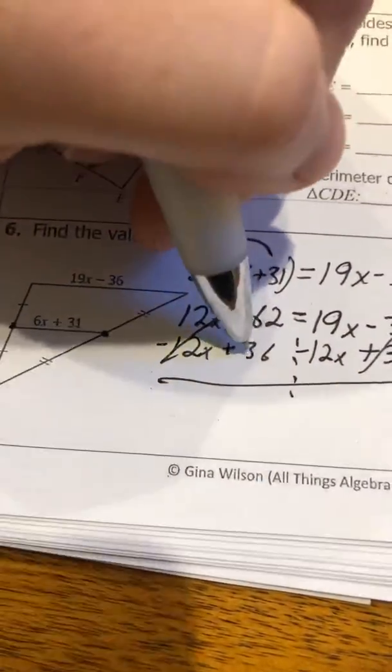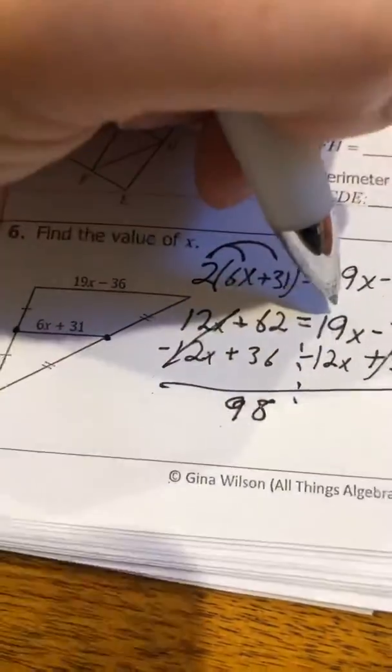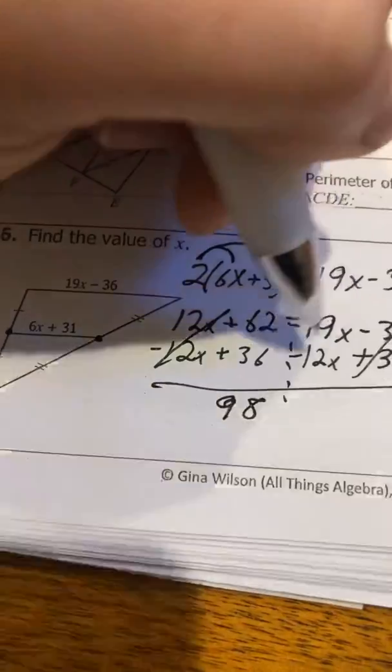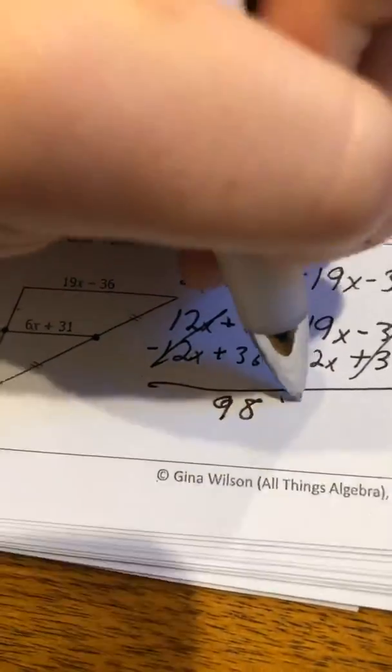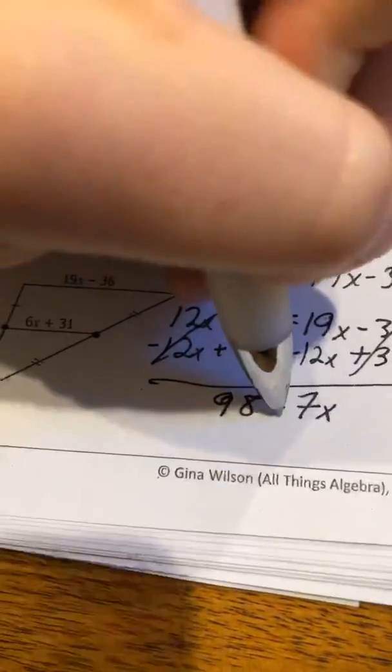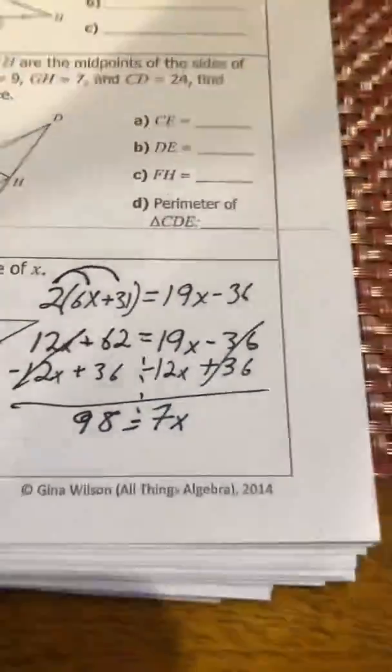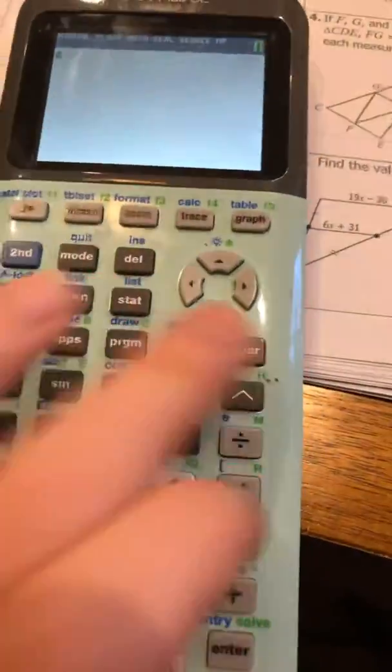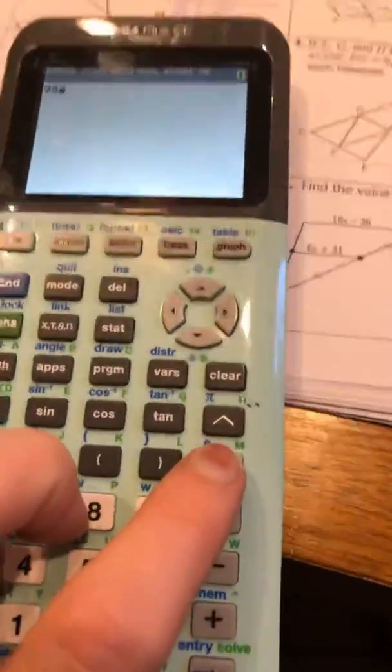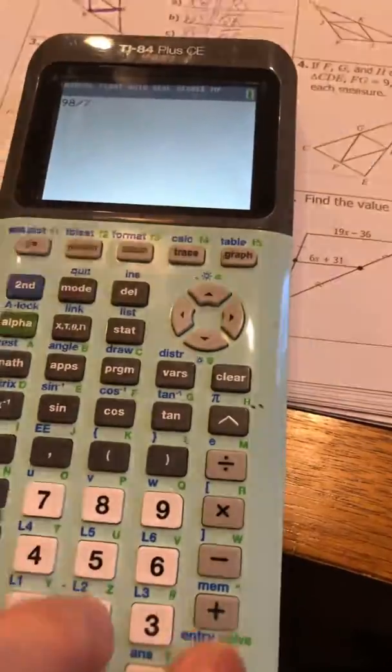So 62 plus 36 is 98. And 19x take away 12x leaves us with 7x. Okay, and so we're going to do 98 divided by 7 and get 14.